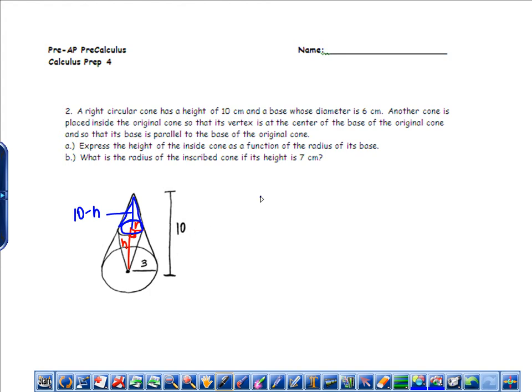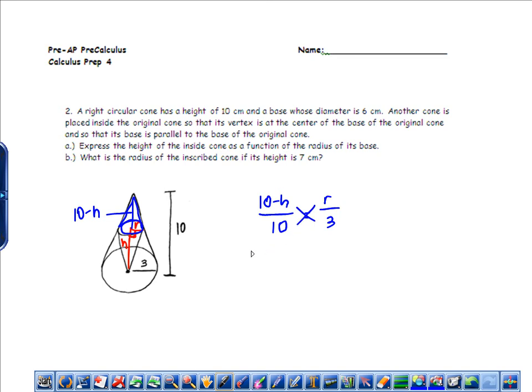So let's set up a proportion. The height of the smaller cone, 10 minus h, over the larger cone's height should be proportional to the radius of the small cone, which is r, over the radius of the larger cone, which is 3. And what we need to do here is we need to get height in terms of r. Okay, so we need to basically solve for h.